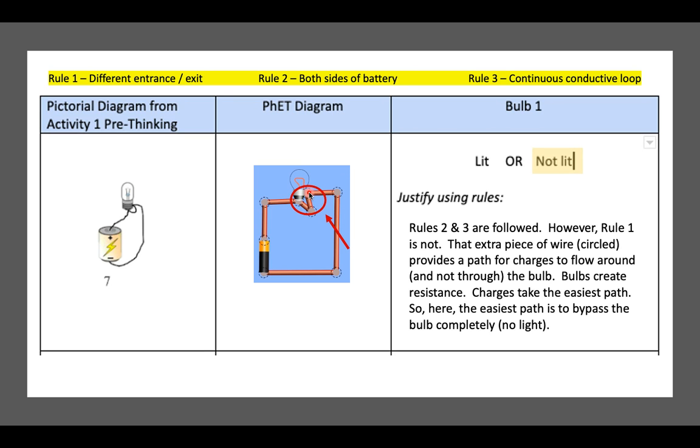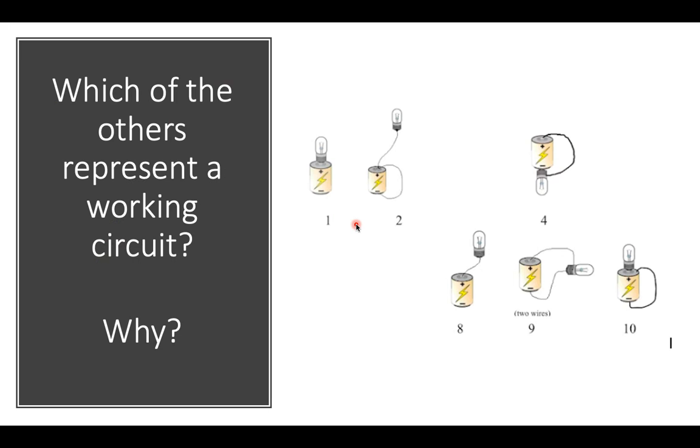Turns out light bulbs create what's called resistance. It takes energy for those charges to go through and heat up this filament and therefore make the filament bright. It takes less resistance for the charges to flow and just go around through this conductive path back to the battery. Charges are going to take the easiest path. And so here, I really wouldn't say you follow rule 1 because you have a way of avoiding the light bulb completely.